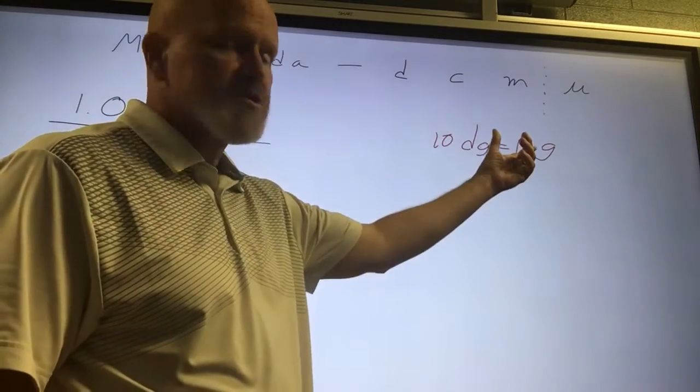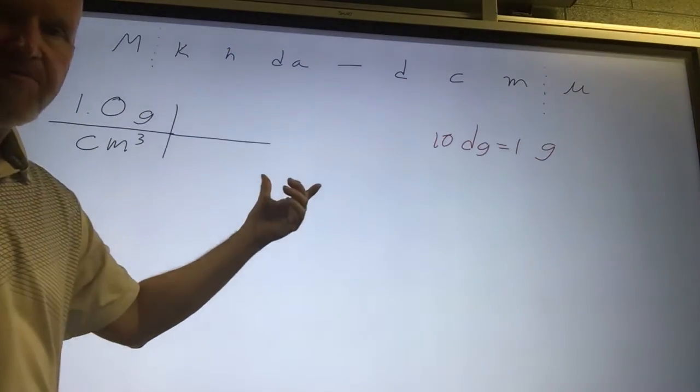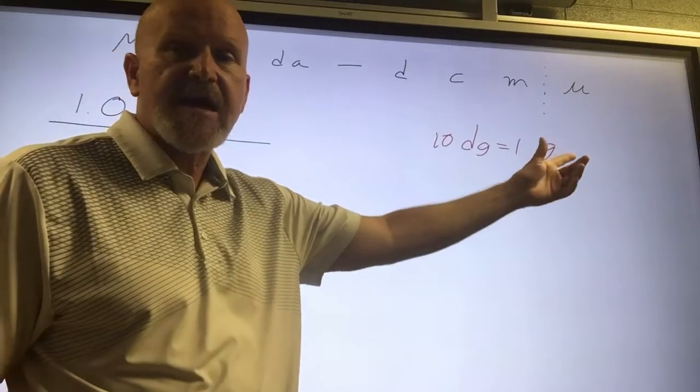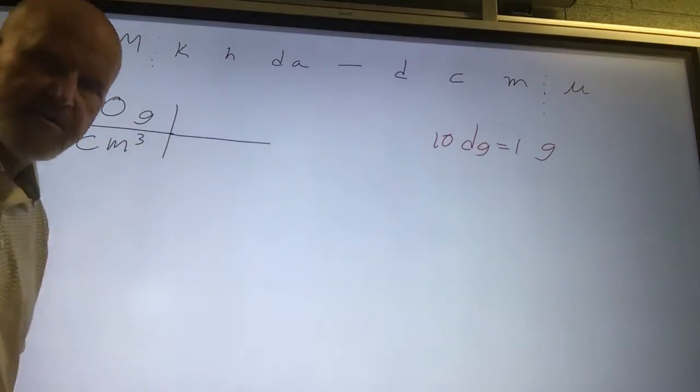Now we take this conversion factor and we've got to plug it in right here. So what do we want to do? Well, I'm trying to get rid of the gram, so that goes on the opposite side of my little T-chart here. So let's go back.